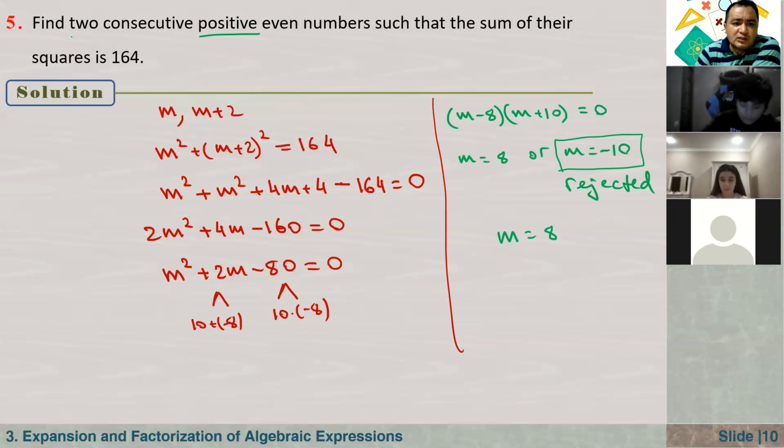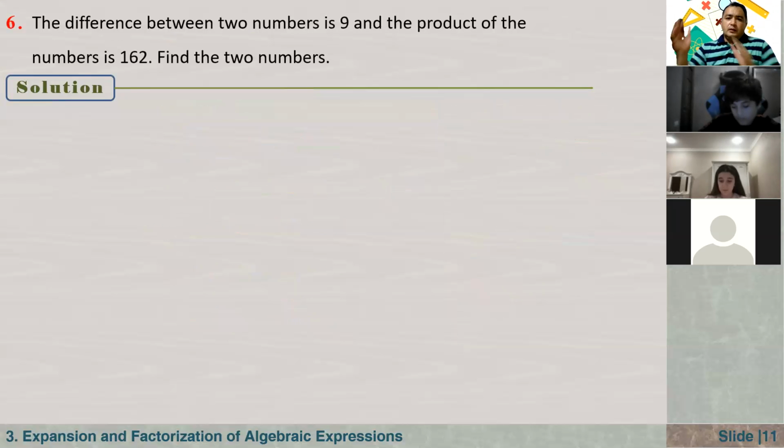But in the question, it says two consecutive positive even numbers, right? So our answer will be: the first number is 8. The second number is m plus 2, the second number is 10. If you check this, 8 squared is 64, 10 squared is 100, and their sum is 164. Okay.